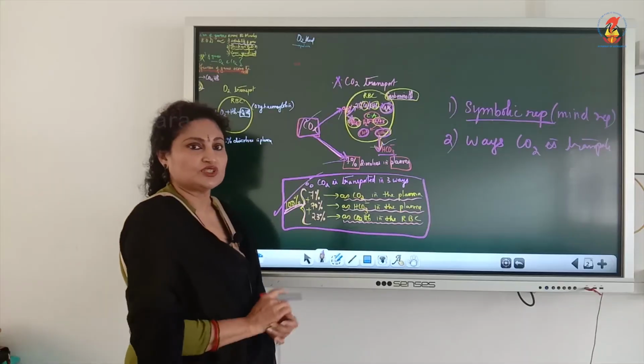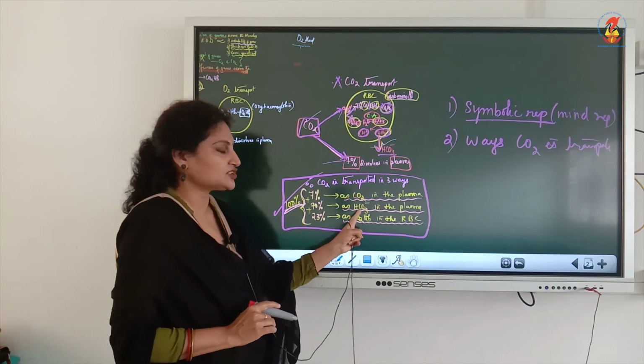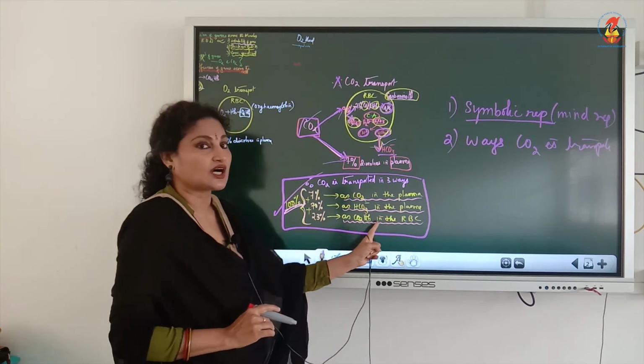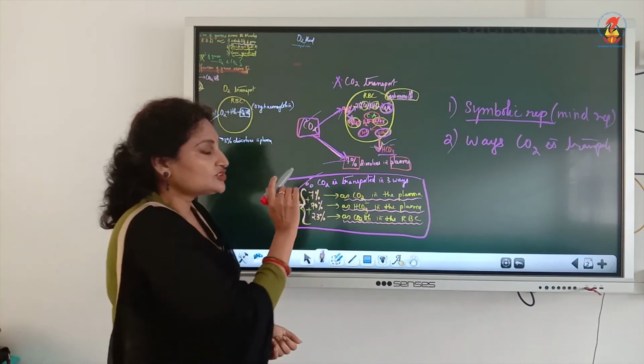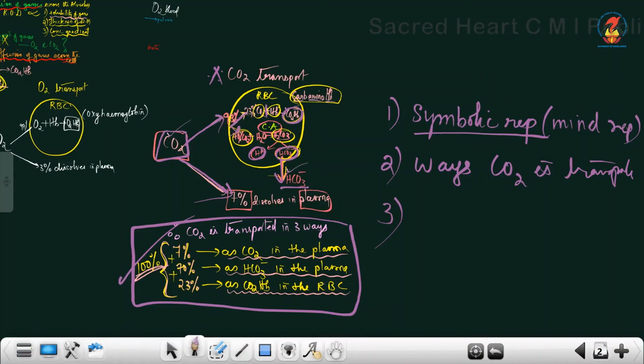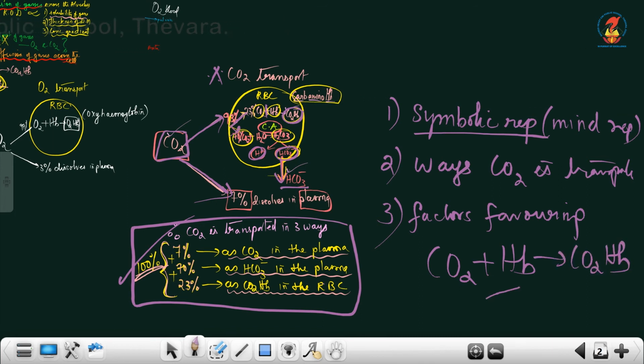Therefore, carbon dioxide is transported in 3 ways, and you give the 3 ways: 7% as carbon dioxide in the plasma, 70% as bicarbonates in the plasma, 23% as carbaminohemoglobin in the RBC, and just verify whether it's coming up to 100%. That's the second paragraph. And the key point of the third paragraph is: what are the factors favoring the association of carbon dioxide with hemoglobin? Where is this association occurring? It is occurring at the tissue. So remember the site, the tissue.